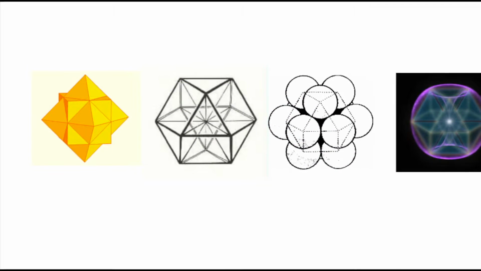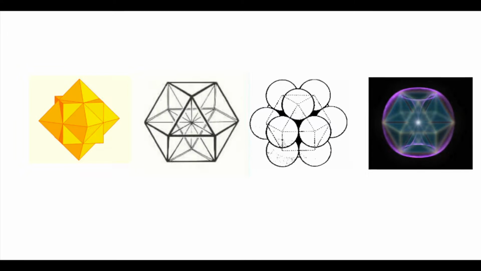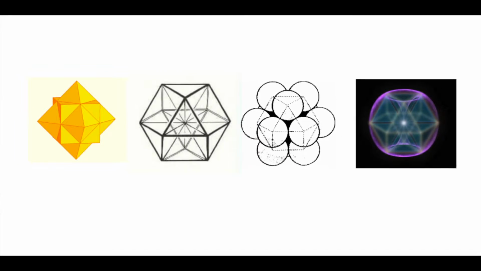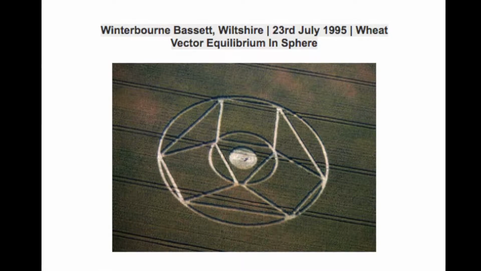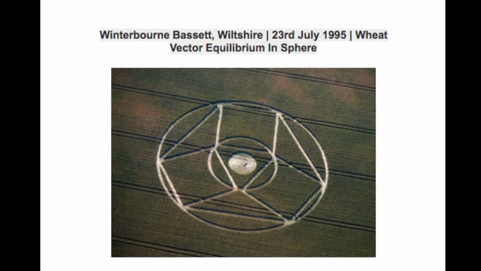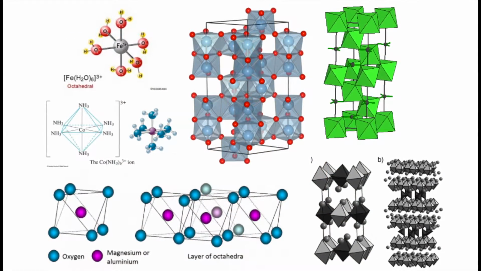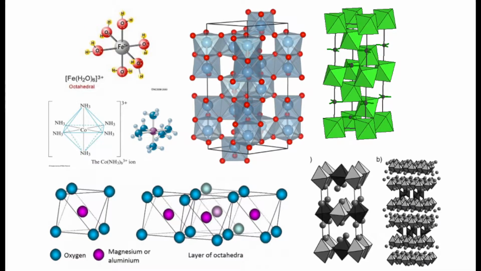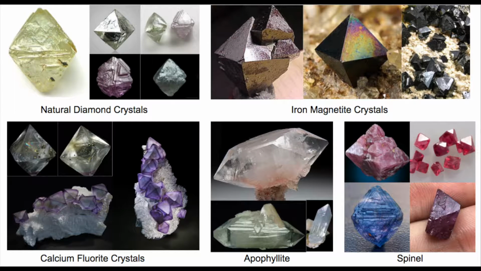You can also place an octahedron and cube together, and they will fit together snugly, revealing the cube octahedron or vector equilibrium. The octahedron and cube also appear throughout the entire world of crystalline minerals and related chemical structures. Here are some examples of crystals that grow in these geometric forms.